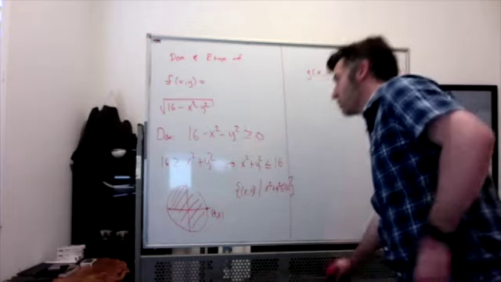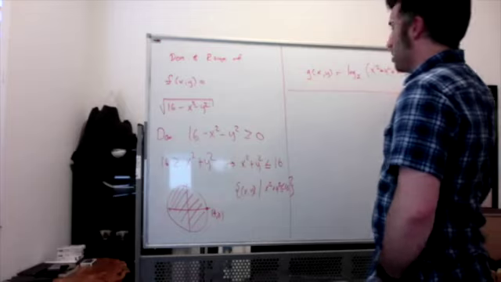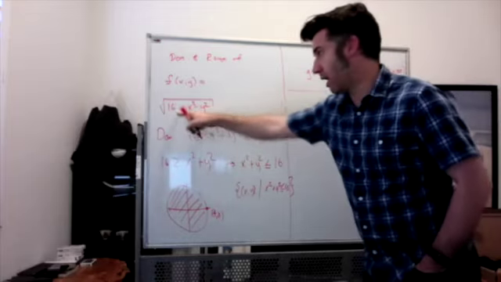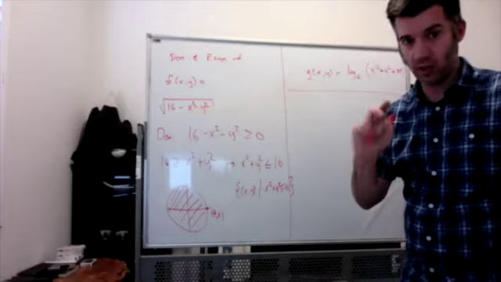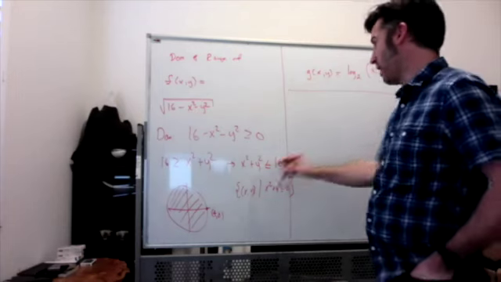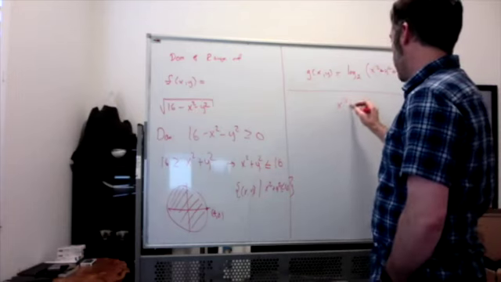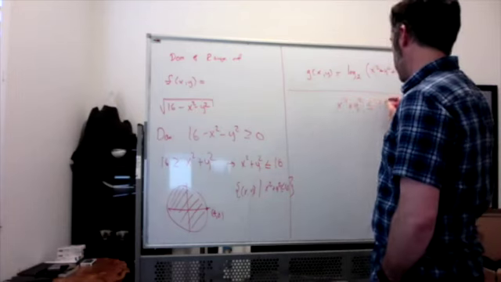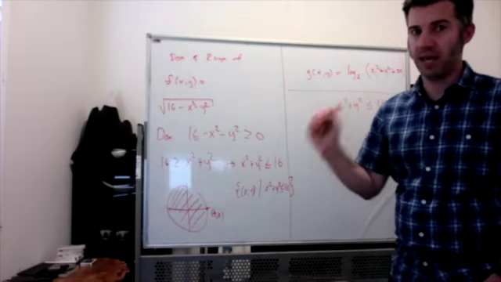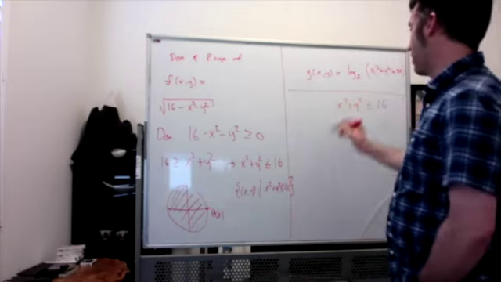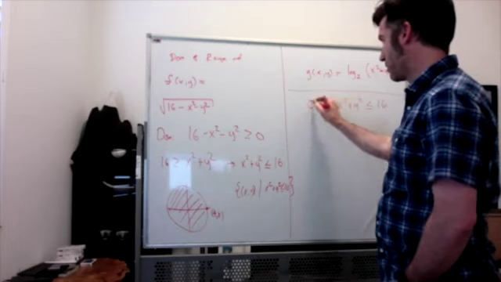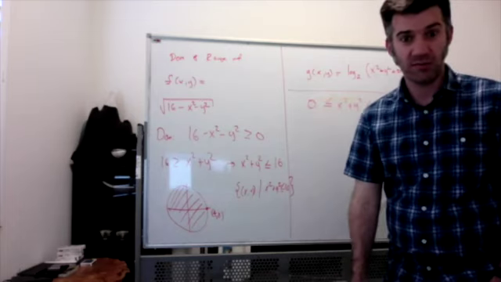I'll come back to this one. For the range, I'm going to say that I know two things. I know that I definitely have the domain x squared plus y squared is less than or equal to 16. But there's something else I have to be aware of: x squared plus y squared is greater than or equal to 0.